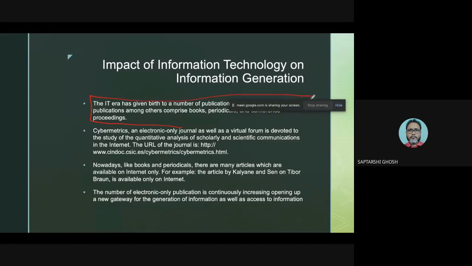Information generation has also become paramount; we got more emphasis and trust through the impact of IT and cybernetics, electronic journals and virtual forums. They are dealing with this type of work, along with books and periodicals. Apart from books and periodicals, right now we are getting so many articles on the internet. So obviously you have different channels of getting information. Electronic-only publication is continually increasing. This is known as born digital. Born digital information is the boon of the time, and in most cases the documents being written by authors are published in born digital form.